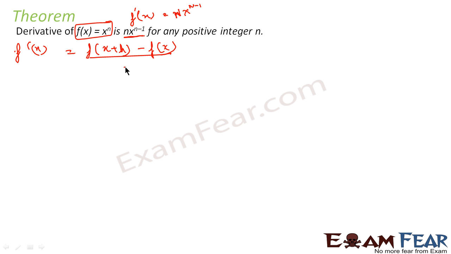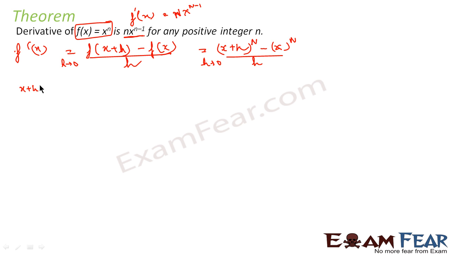So we know that f dash of x is nothing but f of x plus h minus f of x by h, correct? f of x plus h is nothing but x plus h to the power n, minus x to the power n, by h, where obviously h tends to 0. Limit of h tends to 0. So we have to find the value of this. So we can expand this using binomial theorem.